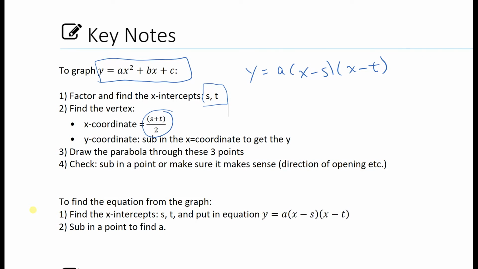Now, if you're given the graph and you're asked to find the equation, fill in what you know into the equation. So we're doing factored form here. You should be able to see the x-intercepts, add them in, and then find another point on the graph and sub it in for x and y, and then you'll have numbers everywhere, and you'll be able to solve for a. Remember, one equation, one unknown, solvable.